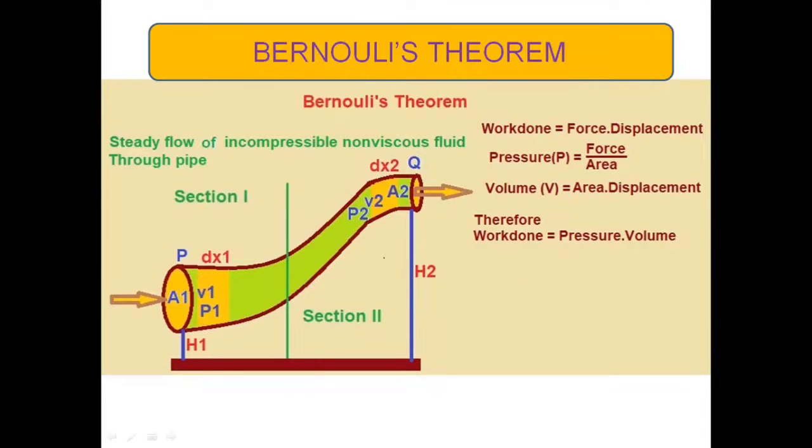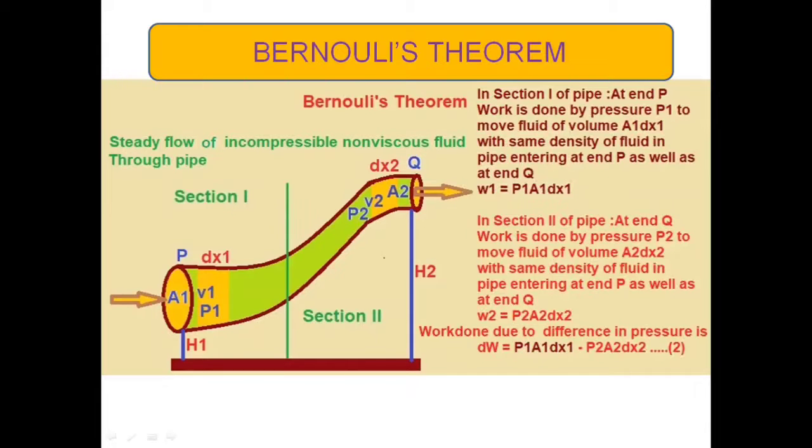We are familiar with work done. Work done is the product of force and displacement. We are also familiar with pressure. Pressure is the ratio of force and area. Now volume is area into displacement, or area into a certain distance. So therefore work done is equal to pressure into volume, or work done is the product of pressure and volume.